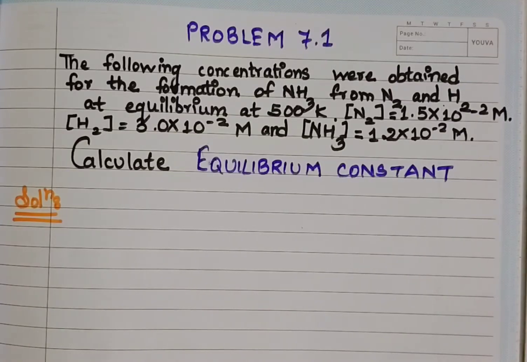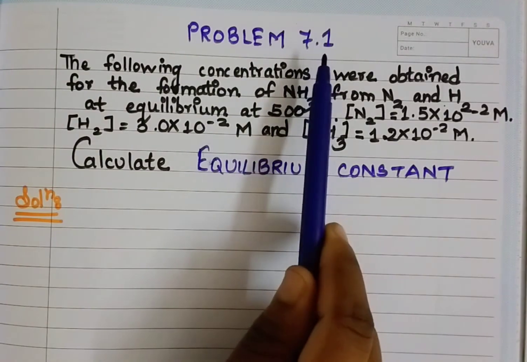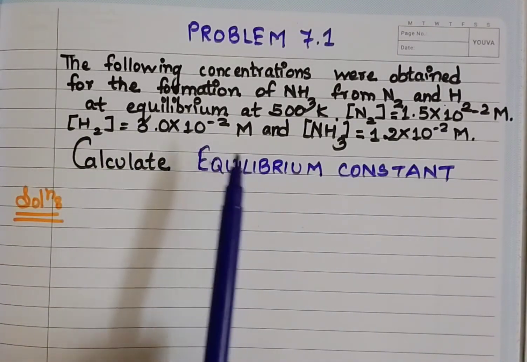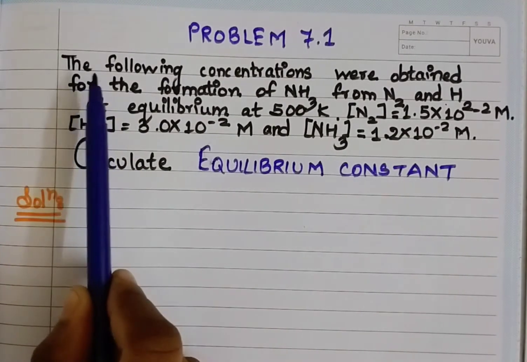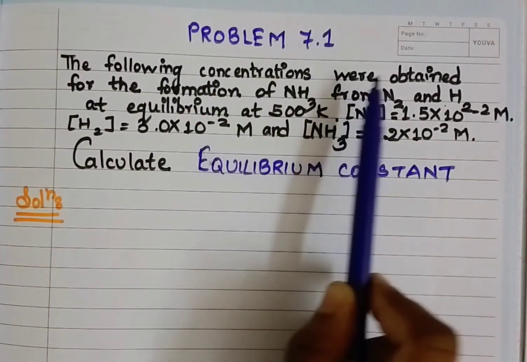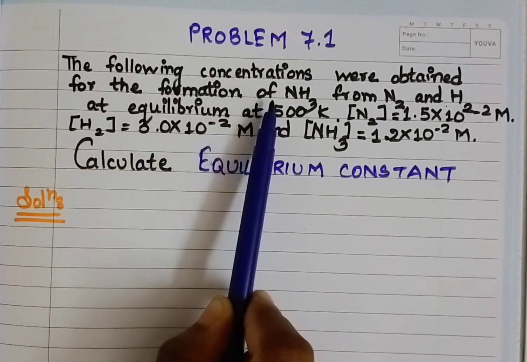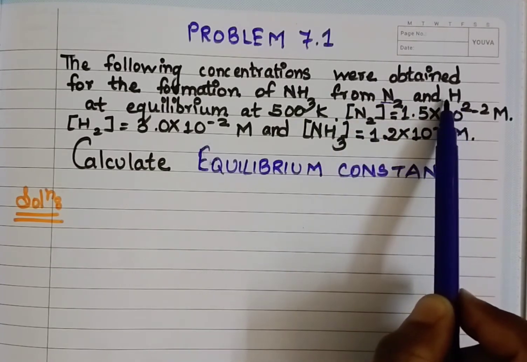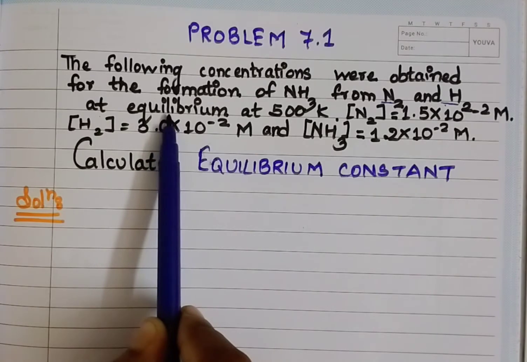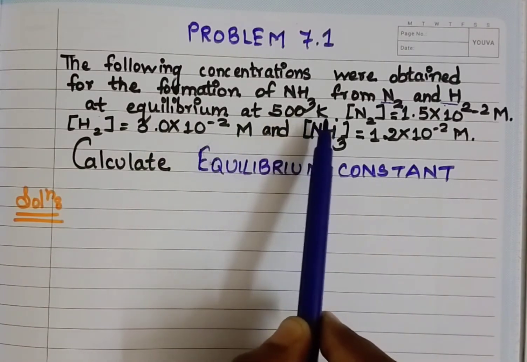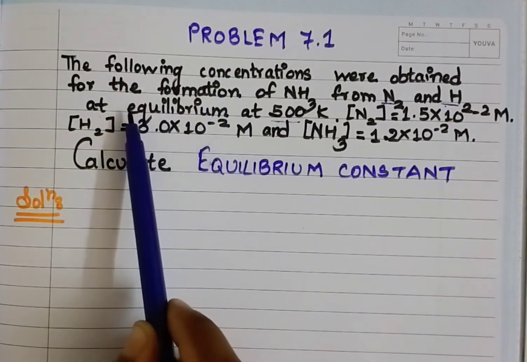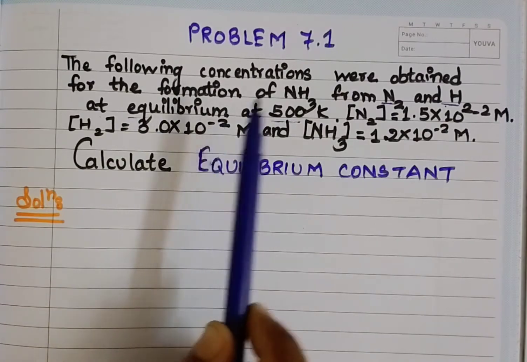Hello everyone. Today we're going to solve problem 7.1, which is the first problem in the chapter Equilibrium. First, let's read out the question. The following concentrations were obtained for the formation of NH3 from N2 and H2 at equilibrium at 500 K. This is a temperature, okay? And the reaction is at the equilibrium state.